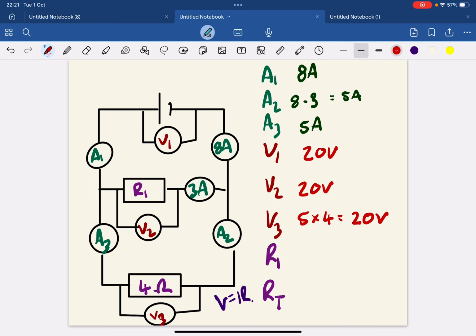Here for R1, we're using this calculation again that we might want to rearrange. That the resistance equals potential difference divided by current. So our potential difference here is going to be 20. We divide that by our current, which is going to be 3. So 20 divided by 3 on your calculator comes out at around about 6.666.